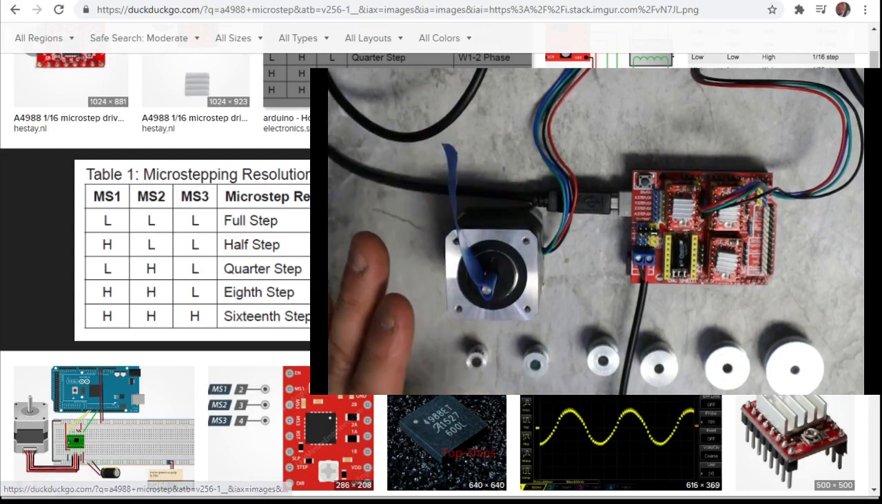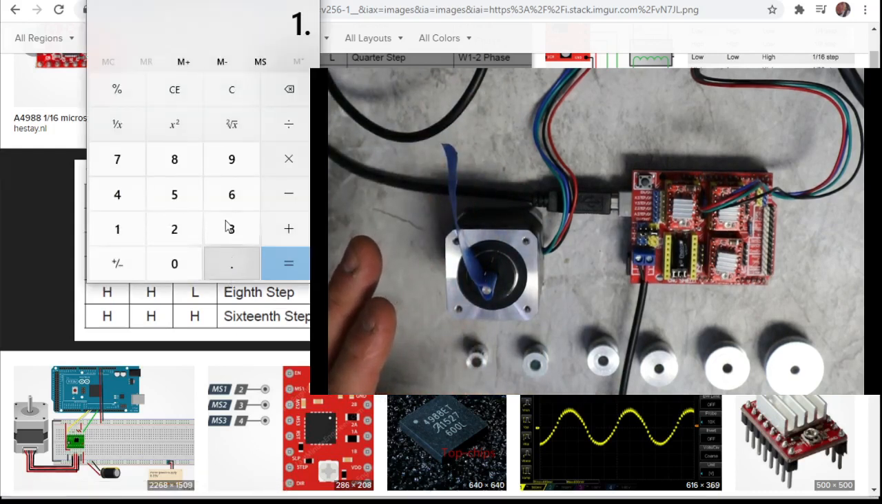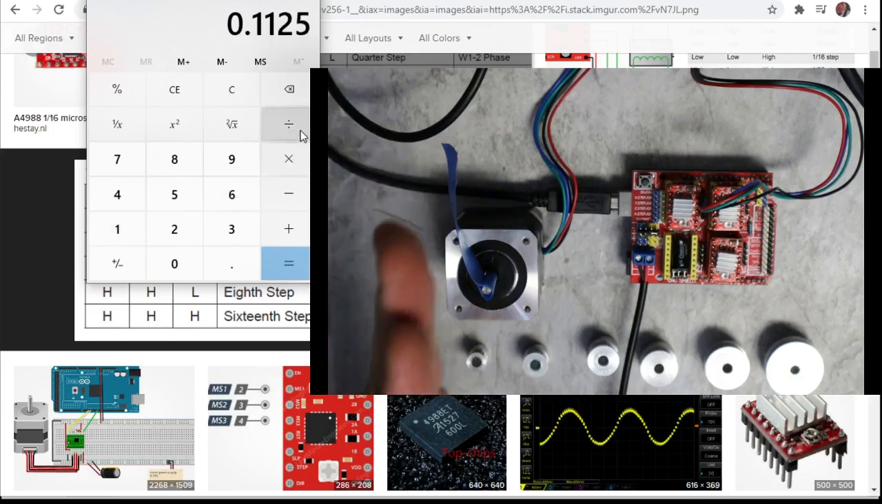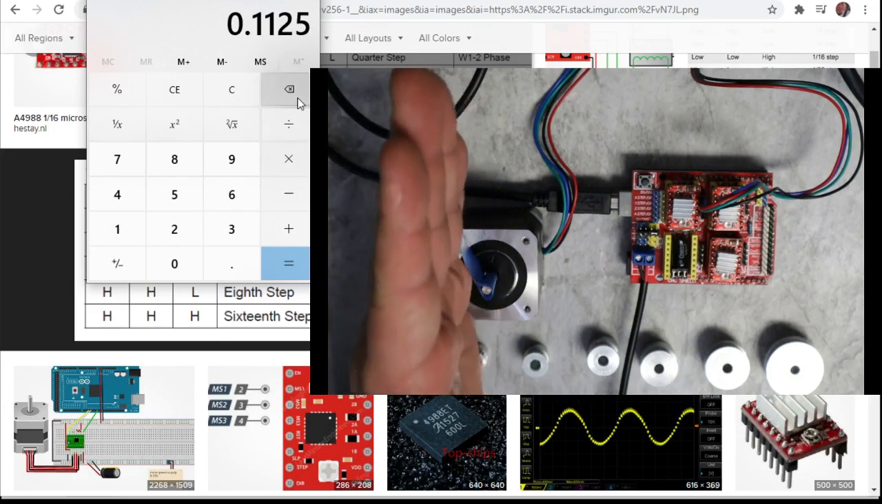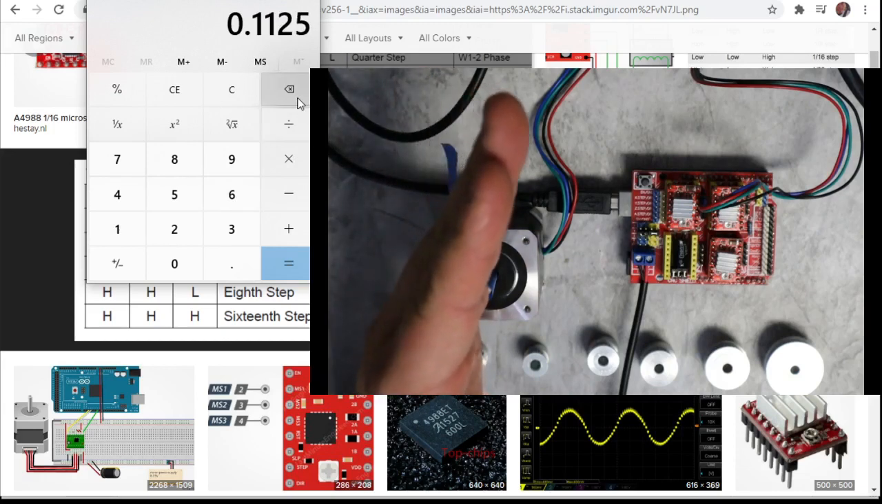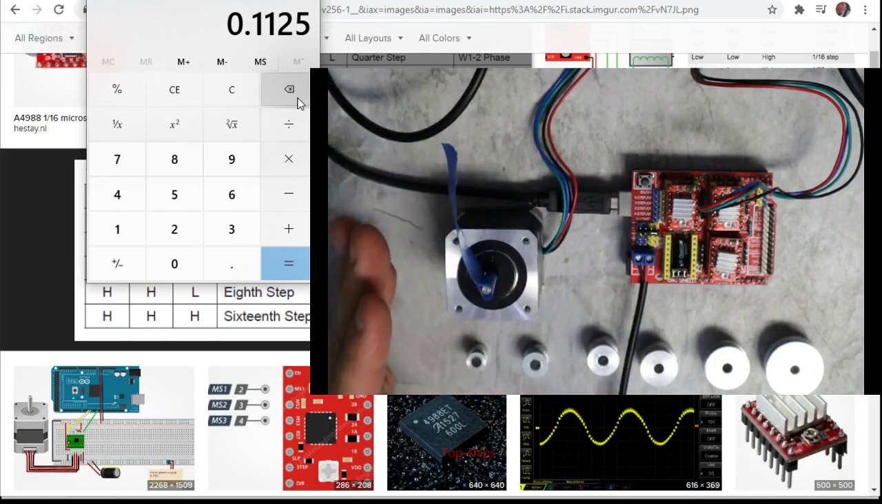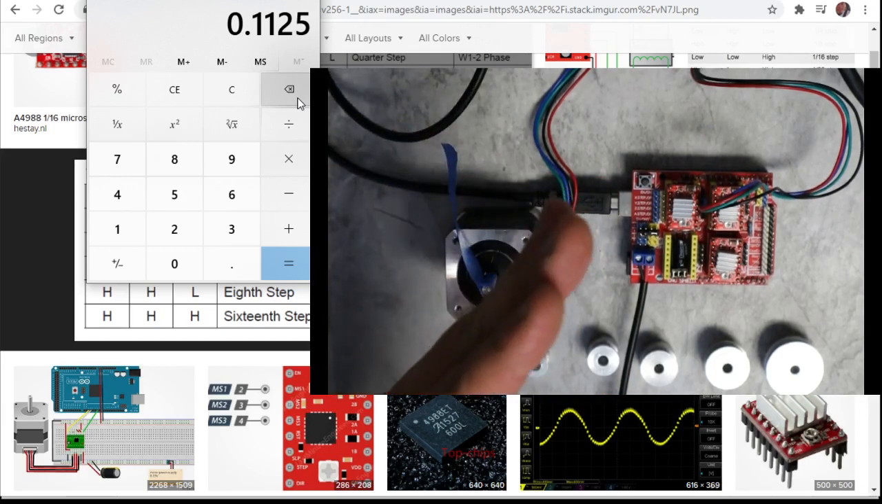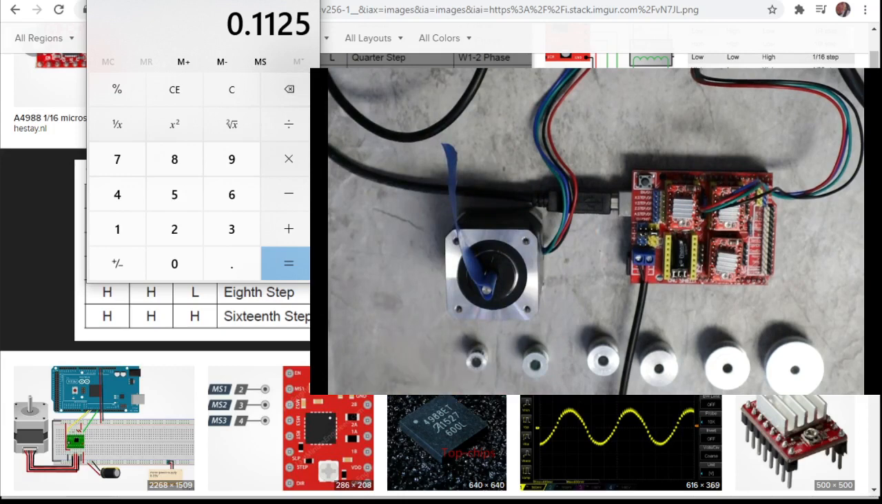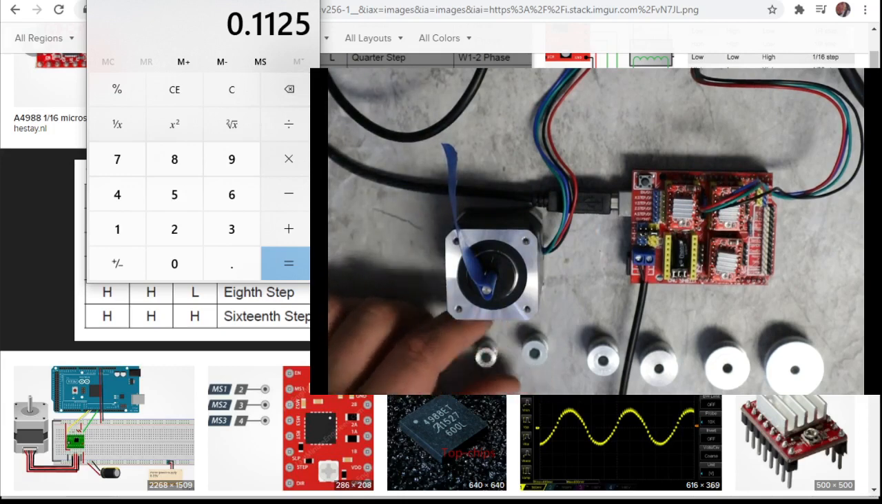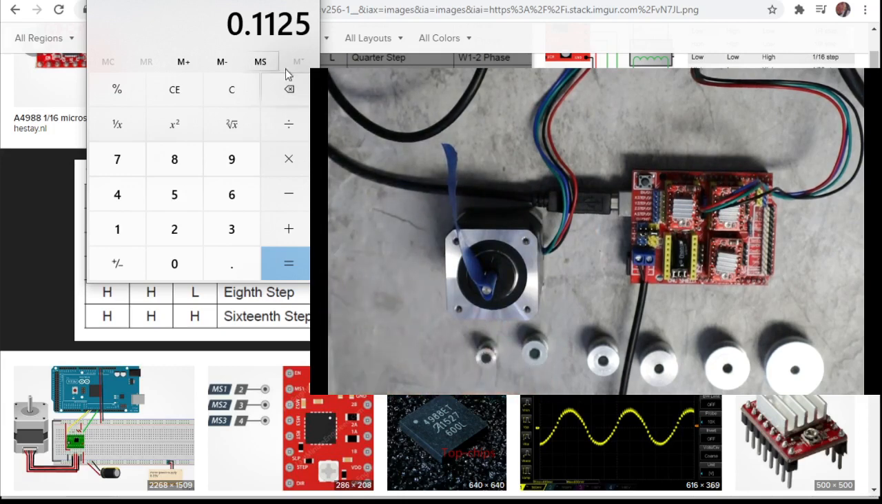So really, we can pull the calculator out here. 1.8 divided by 16. So 0.1125 degrees every single time it steps, okay? So tiny little itty-bitty steps every time we pulse this. So you get really fine resolution. It also takes 16 times as many pulses to get it to rotate, but you get a much finer resolution, and you can do much higher quality engravings or cutting, whatever you want to do there.